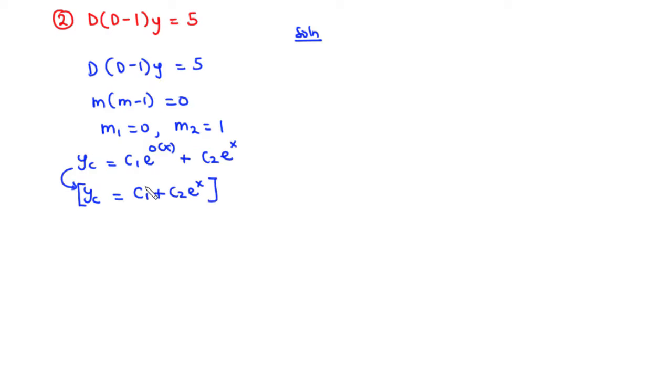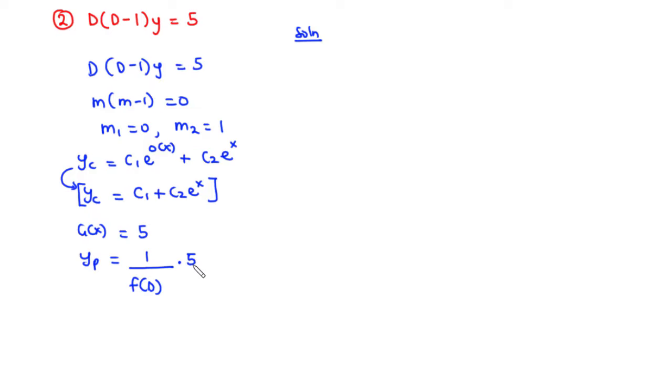Now for the particular integral, we have g of x to be equal to 5. Now this is a constant, or better still, a polynomial where x has a degree of 0. So x to the power 0 is 1, and then 1 times 5 is 5. Now so long as we have a polynomial, then we have yp equals 1 over f of d times the function on the right hand side.